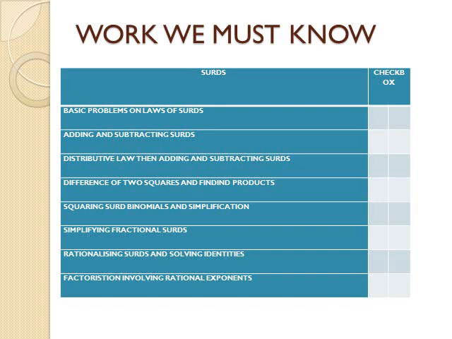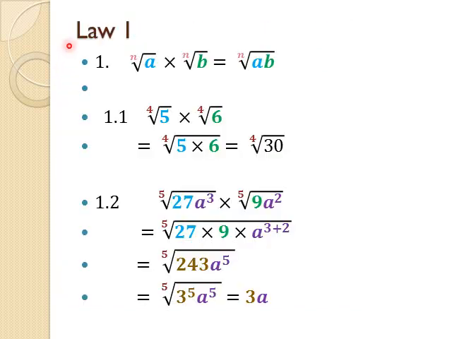Right, next slide. Right, so law 1. If I have the nth root of a and the nth root of b, the roots are the same, we can put them together in one bracket and say a times b and keep the root n outside. Here we have the fourth root of 5 and the fourth root of 6. Because they are both fourth roots, we can put them under one fourth root. Simply write 5 times 6, which then becomes the fourth root of 30.